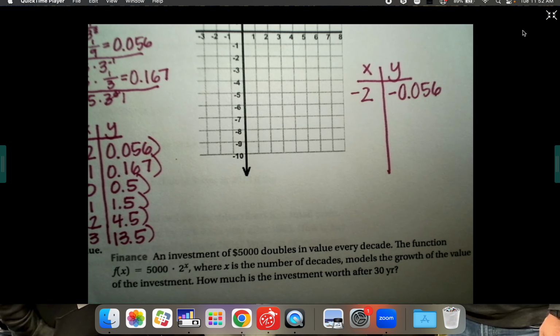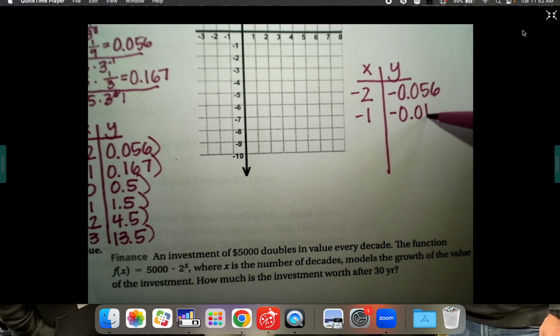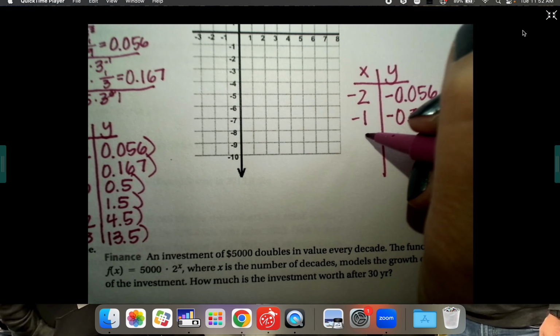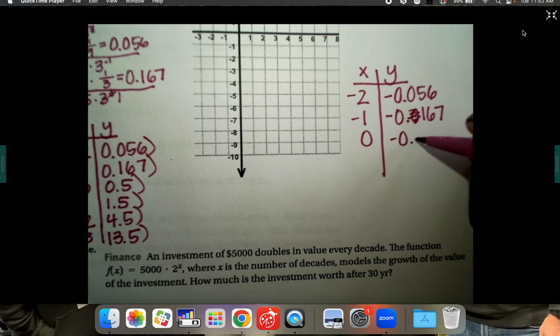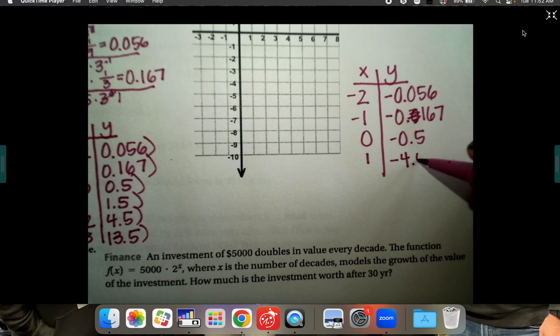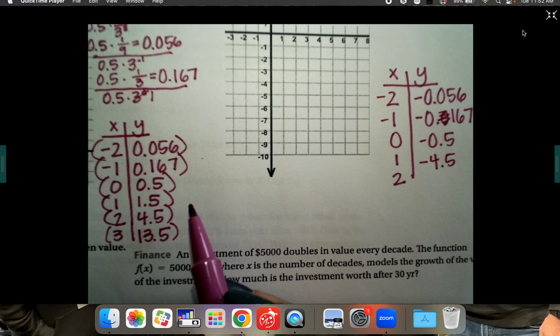-0.056. -1 is going to be -0.0167. Oh, not a 0 in front of it. Sorry, didn't write that right. -0.167. 0 would be at -0.5. 1 is going to be at -4.5. 2 is going to be at negative.